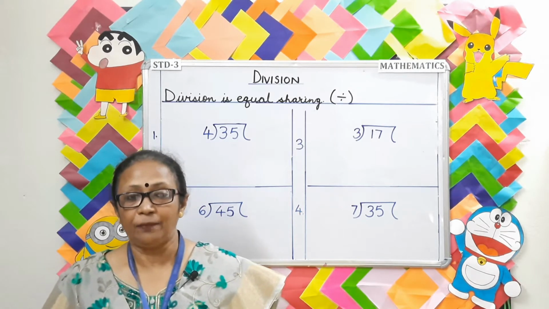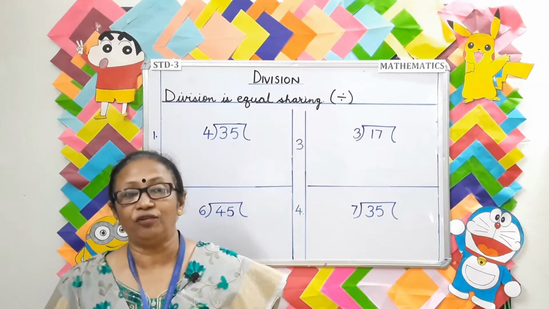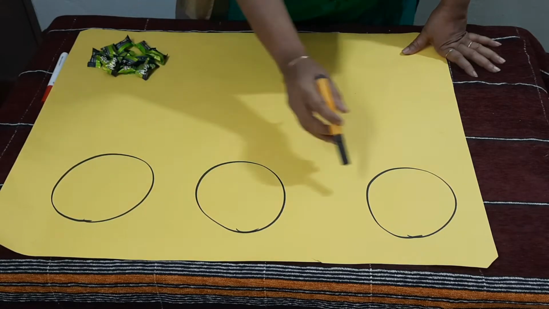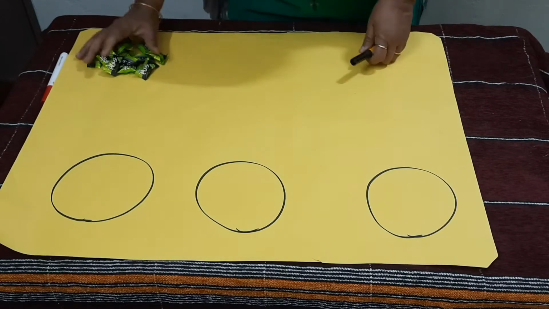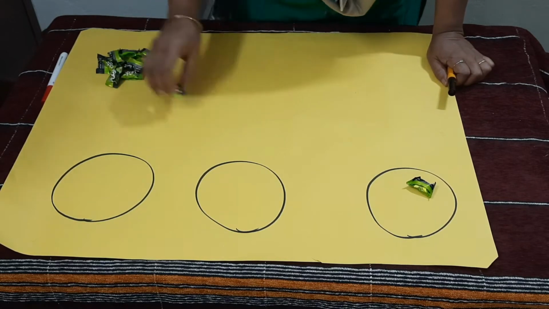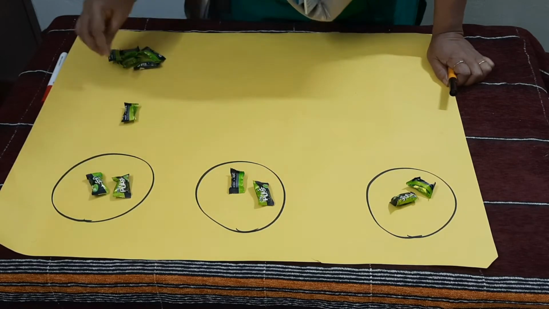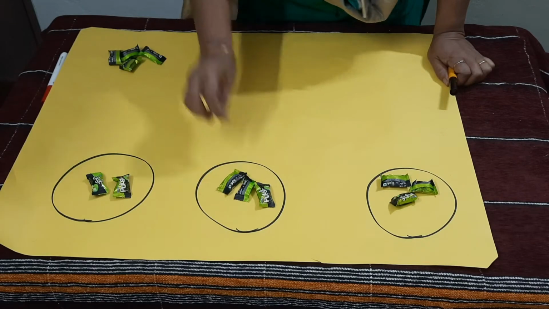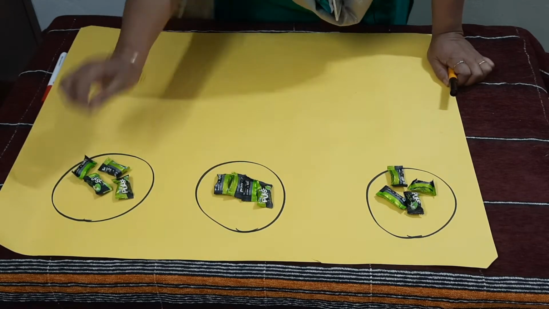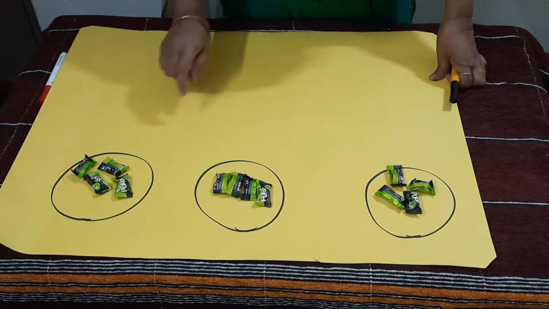So, let's help her. Now, I am going to make 3 circles. Please look carefully. Now, I have drawn 3 circles for her 3 friends. She has 12 chocolates. So, let's distribute it and see each one gets how many candies. So, each got 2. Now, let's see 3, 4. So, now I have no candies left here. That means each of them has got 4 candies.